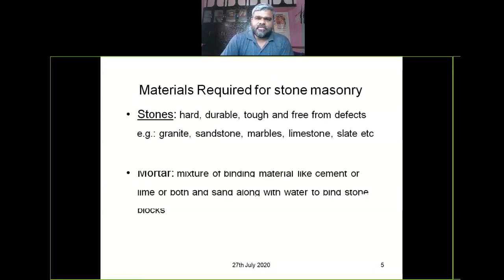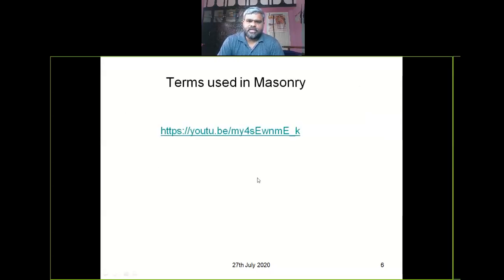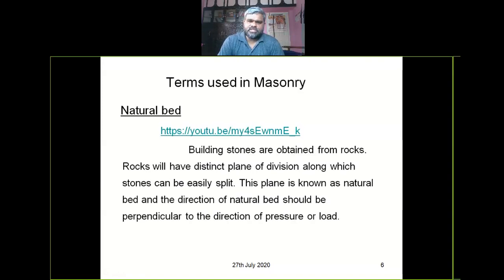The material required for stone masonry is hard stones, durable, tough and free from defects. Examples: granite, sandstone, marble, limestone, slate, etc. And we require a mortar, a mixture of binding material like cement or lime or both, and sand along with water to bind the stone blocks. The different terminology used in stone masonry is as follows. Building stones are obtained from rocks.